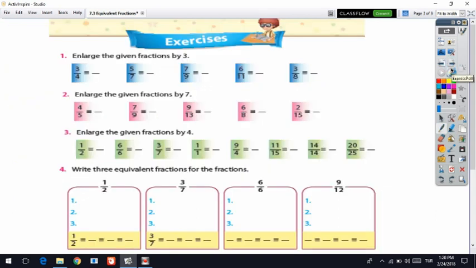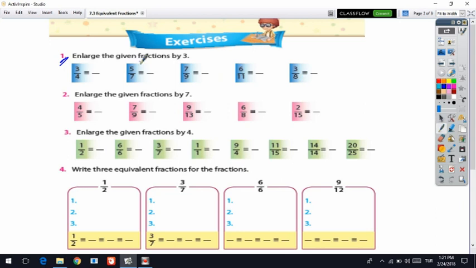Okay, next one. That's enough explanation about the topic. Now it's time to practice more and understand more on this page. Let's look at the first question. Enlarge the given fractions by 3. So 3/4, 5/7, 7/9. These are the given fractions.